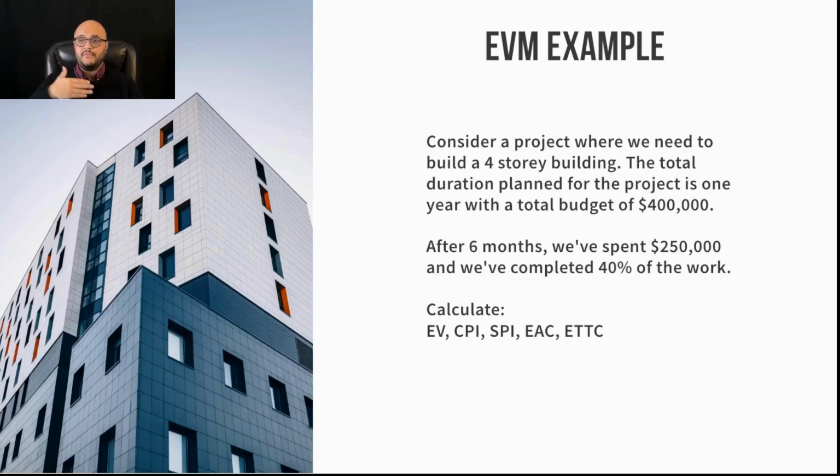And we have worked for 6 months, which is half the total allowed duration for the project. The project is a duration of 1 year. So if I'm halfway through, I should have spent half the budget, $200,000. But instead, I spent $250,000. And I've only completed 40% of the work. I should have completed 50% of the work, but I've only completed 40% of the work. So let's do our EVM analysis from there.